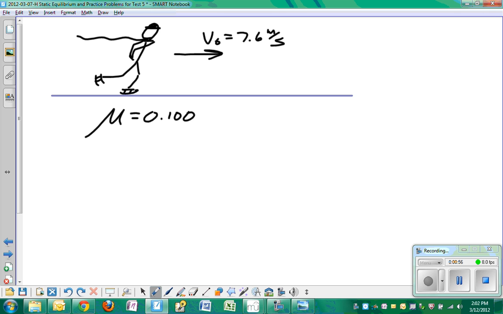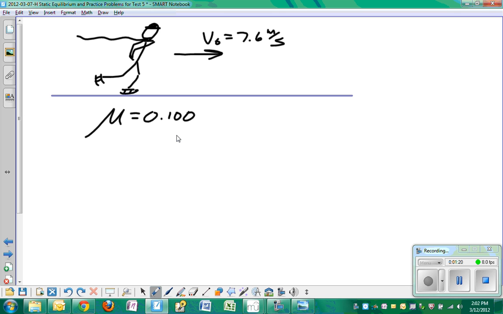Okay? Now, wait a minute. Does it seem like we need to know the mass of the skater? Why would we not need to know the mass of the skater? What do you imagine is going to happen? It is going to cancel out, okay? Of course it's going to cancel out, because think about it. We have F = ma, and we've got the force equal to mu times mg. Those m's are going to cancel out, okay?